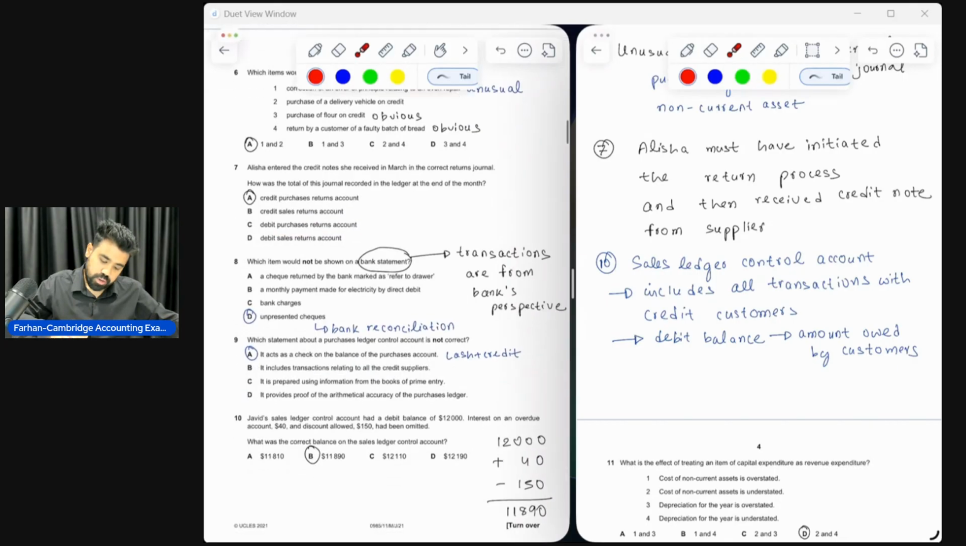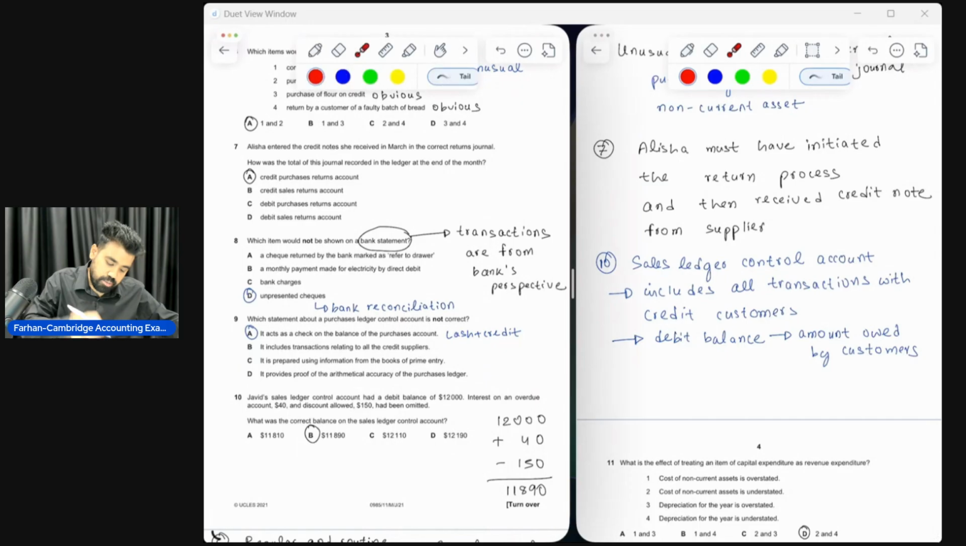What about number 8? Which item would not be shown on a bank statement? Now, when we think of a bank statement, you could go to your father's bank statements if you have, and you would see all the balances. It's always credit at the beginning. And what does that refer to?